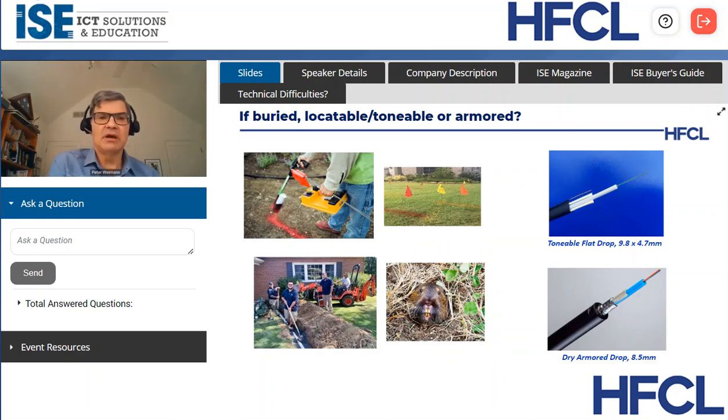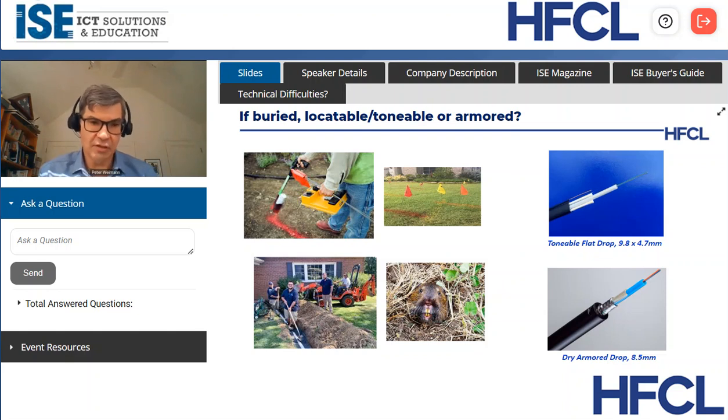Next, moving on to the buried right-of-way, the questions you have to ask are, do you want to make sure that the cable is locatable or tonable, or do you want to go with an armored cable? There are choices again here. You certainly want to be able to find the thing after you put it in the ground. And I showed pictures of flags marking where the cables are and someone using a test device to locate where the cable is.